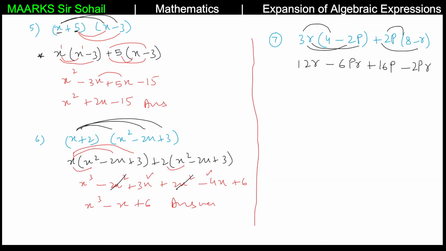Now this is 12r, we can copy it as it is, we cannot add or subtract it with any other. But here you can see that this number and this number are both pr, so same variables here, so we can add and subtract. So minus 6 and minus 2 will make minus 8pr and plus 16p. So this is the answer. So this is how we can solve.